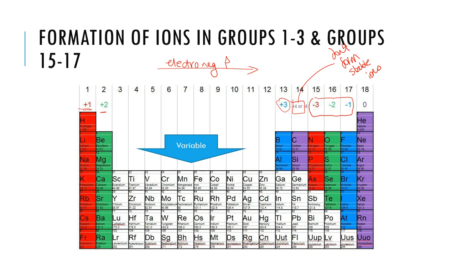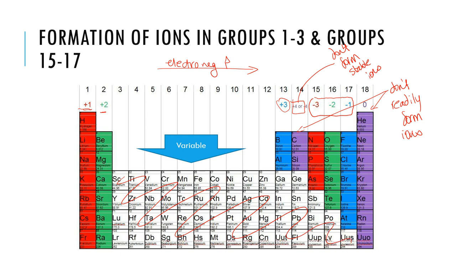This has to do with the number of electrons required to complete that outer shell. In this diagram, the ones in purple don't readily form ions. They're more likely to form covalent bonds, or in the case of noble gases, not form compounds at all. And then everything in white here, all these have variable charges.